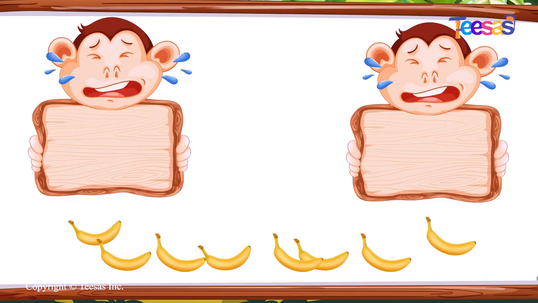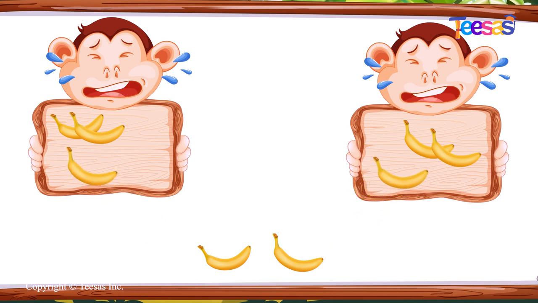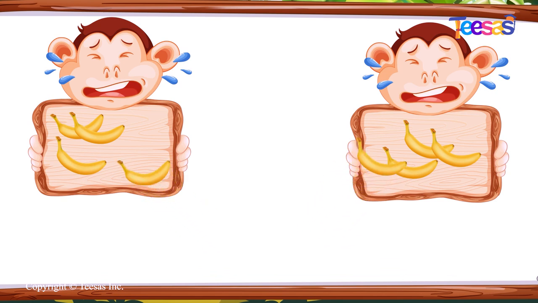We will take away 2 bananas from 8. Now we have 6 bananas left. Let's take away 2 bananas again. We still have 4 bananas. Let's keep taking away 2 bananas till we have no more bananas. Now, there's no bananas left. We have successfully divided 8 bananas between 2 monkeys.